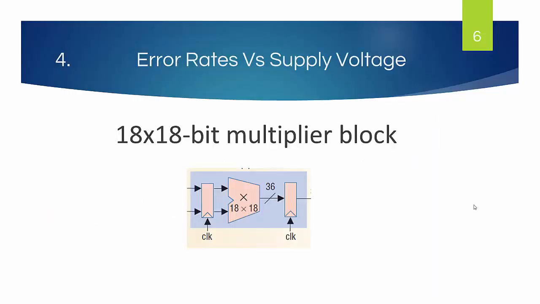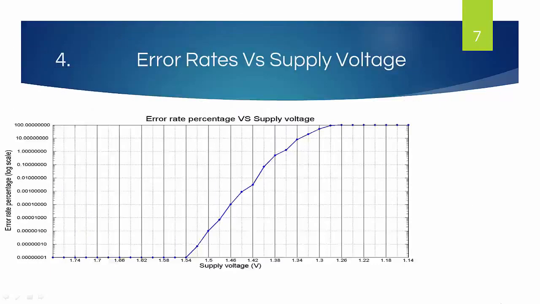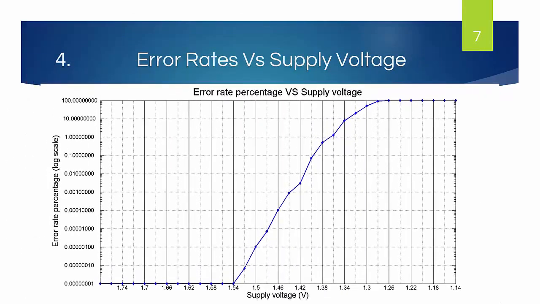Error rates versus supply voltage. This is an example of an 18 by 18-bit multiplier block, and we are going to explain the result graphic of error rate versus supply voltage. Traditional fault avoidance design methodology sets the circuit voltage at the full margin point. As the figure shows, the multiplier circuit fails quite gracefully, taking nearly 180 millivolts to go from the point of the first error, 1.54 volts, to an error rate of 1.3%, that is 1.36 volts.